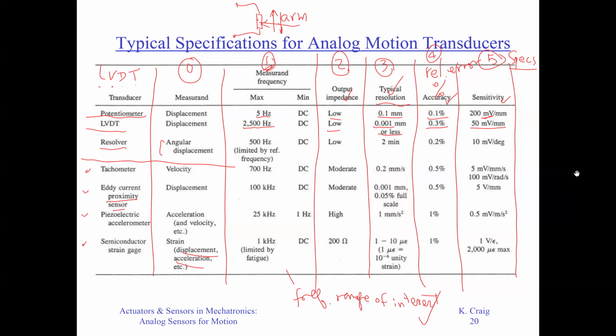So I hope this table gave you a hint regarding sensor selection. When you prepare your sensor survey slide, you must minimally address these issues. But there are many other specs. If you buy a sensor, they will give you a spec sheet. That spec sheet will tell a lot of details. So these are the common specs you should care about when you select the sensor, okay?